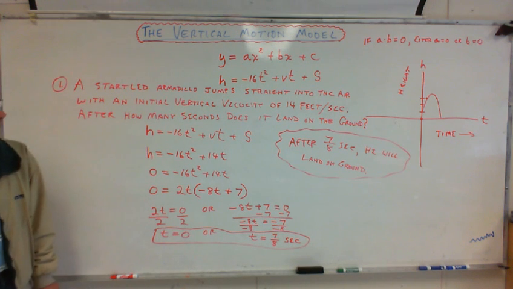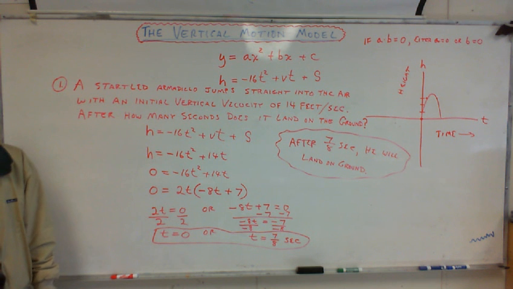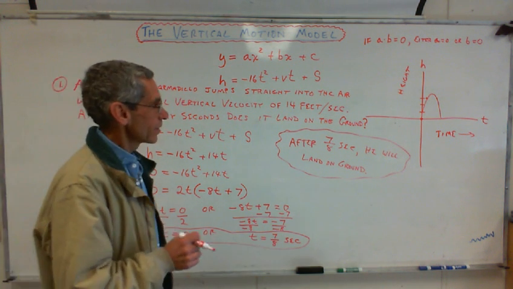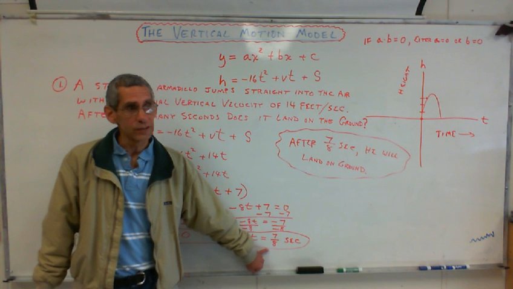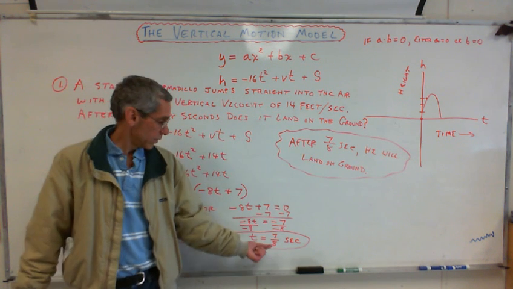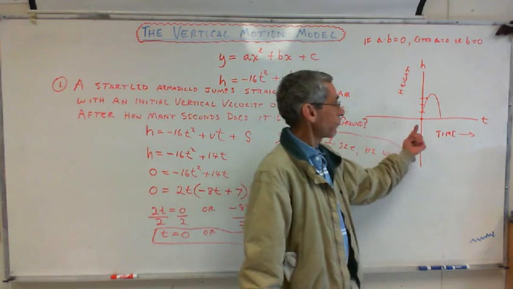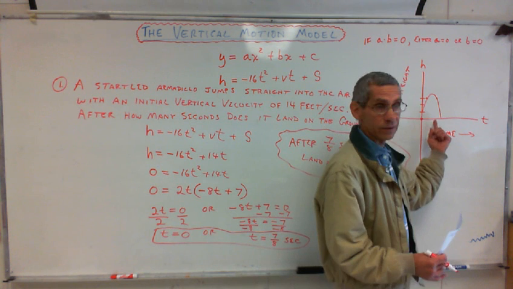Okay? Wait, so he's jumping 14 feet per second. He's not necessarily jumping 14 feet in the air, though. He's not necessarily going 14 feet in the air, but that's the speed with which he's jumping. Right? Notice he landed on the ground after 7/8 of a second. So one times 14 would be 14. We didn't even make it to ones. But remember, half of 7/8 will give you where the vertex is. Does that make sense?